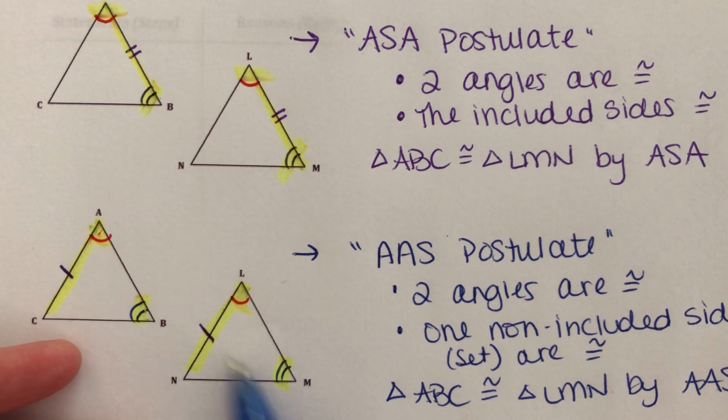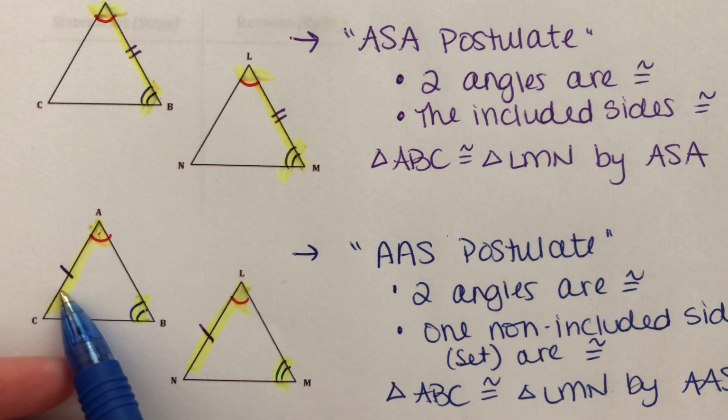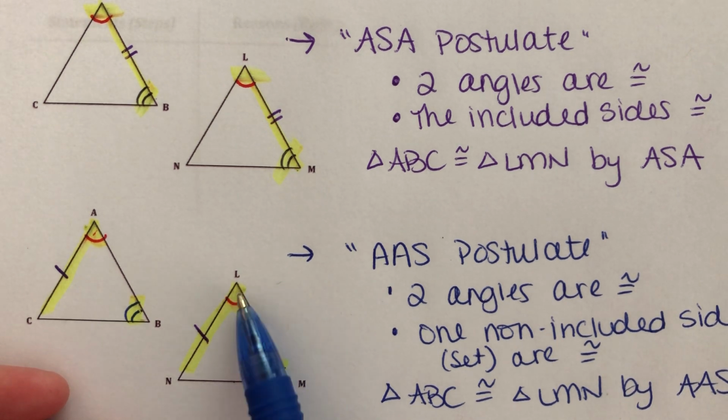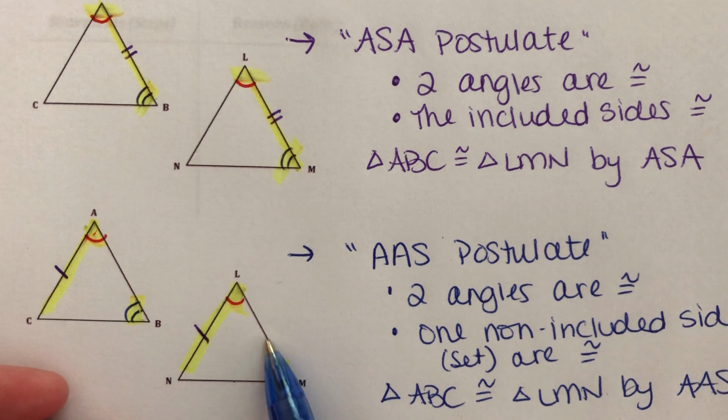So either of the other 2 sides. I marked this top one congruent. It could have been this bottom guy, because either one of these 2 sides are non-included. They are not in between these 2 angles. The only side in between these 2 angles is this guy.